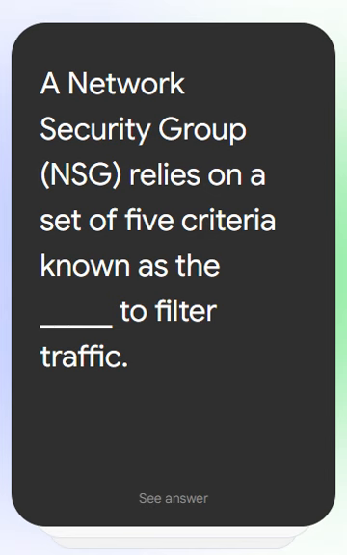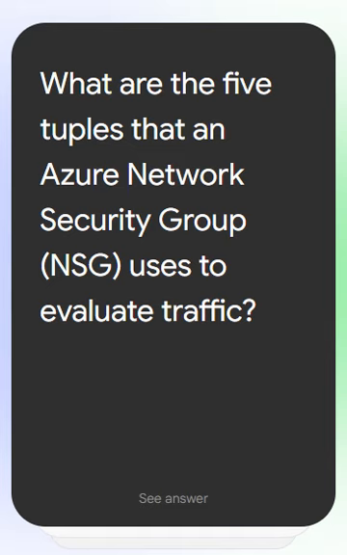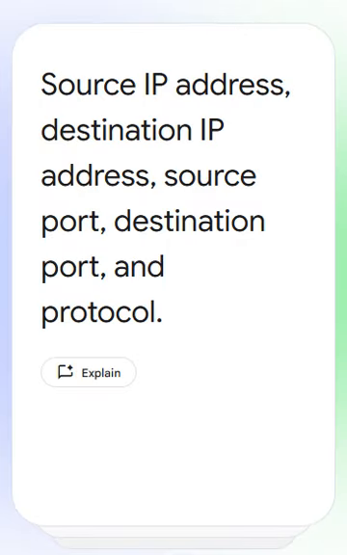A network security group, or NSG, relies on a set of five criteria known as five tuples to filter traffic. What are the five tuples that an Azure Network Security Group (NSG) uses to evaluate traffic? Source IP address, destination IP address, source port, destination port, and protocol.